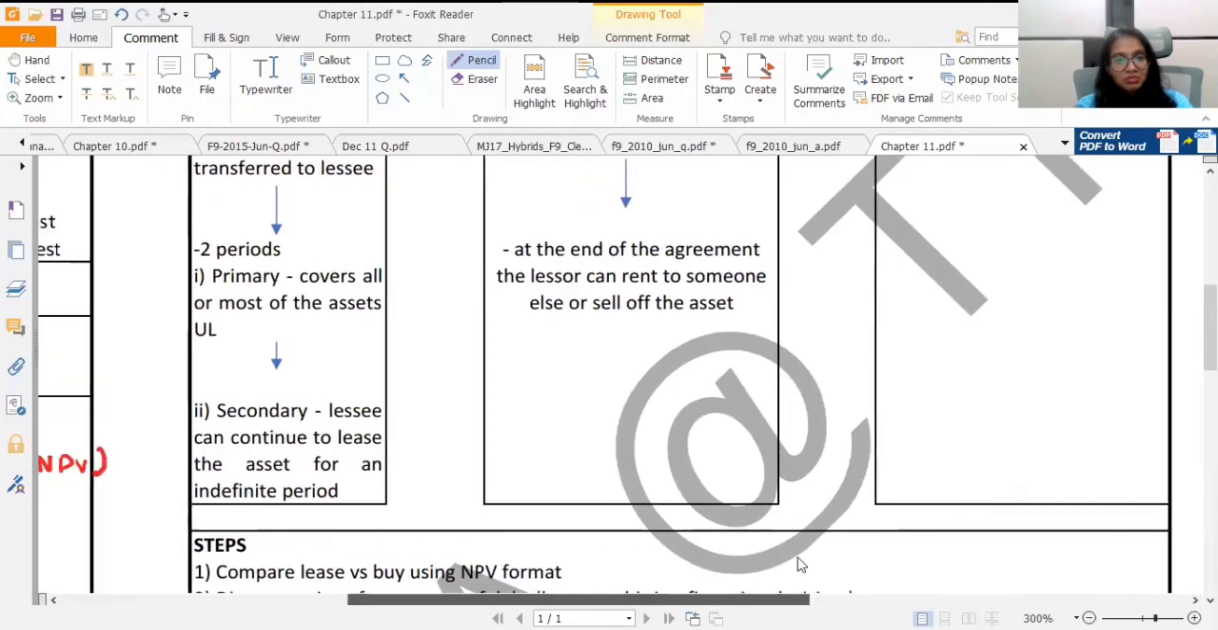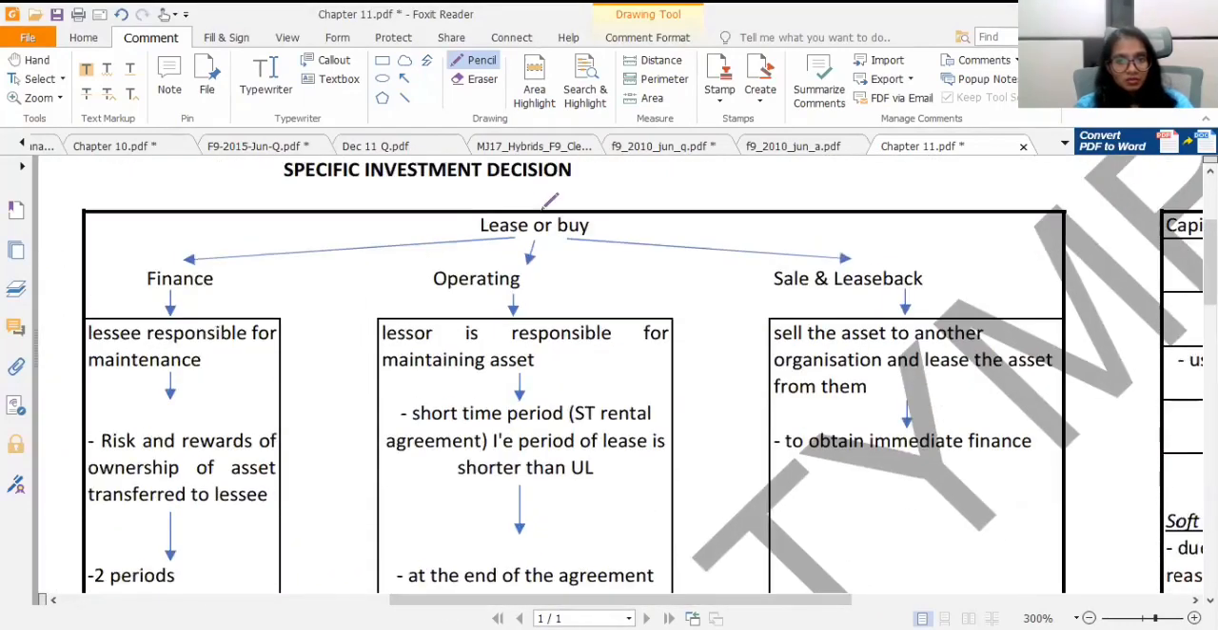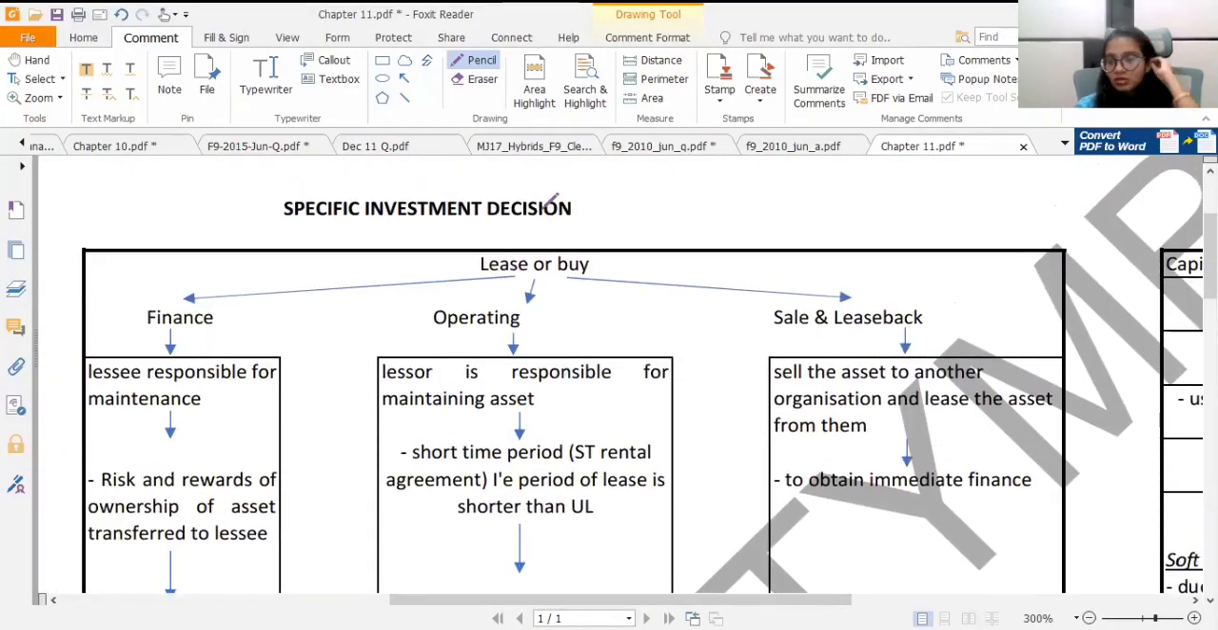Okay, hi people. So what we will do today, in the next part, is we will talk about lease or buy. Okay, so what is lease or buy decision? What do we cover today? It will be entirely on the lease or buy decision, and subsequent to that we will also talk about what are the components of a lease or buy decision, and after that we will do a question.